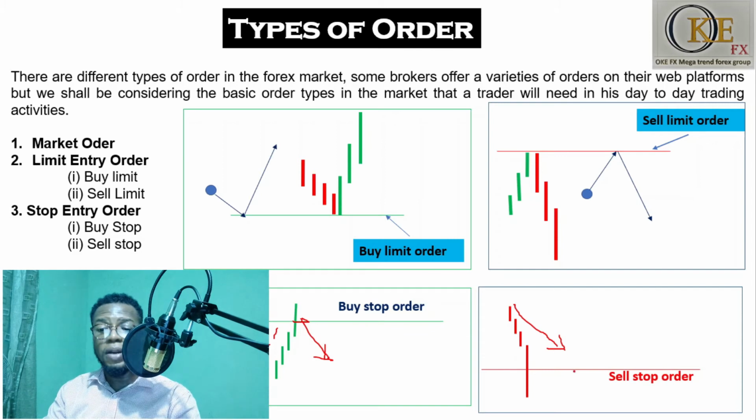Here in the sell stop order, you are moving in the same direction. So instead of placing the sell stop order here, I can decide to place it here. So price was coming to this place, I just place the sell stop order here, and then it continues moving and falls in my direction.